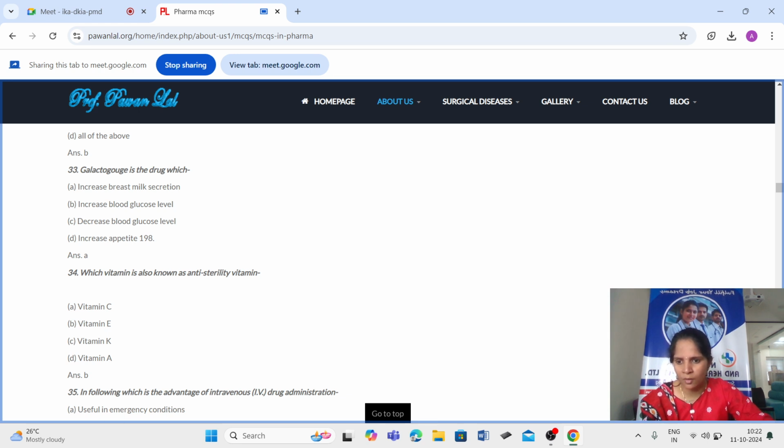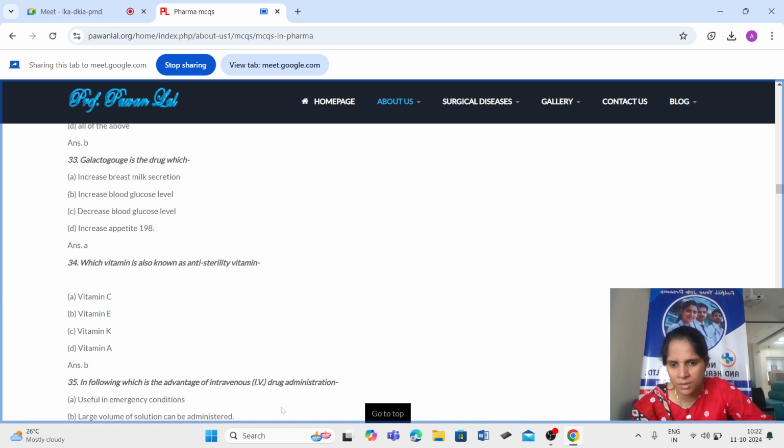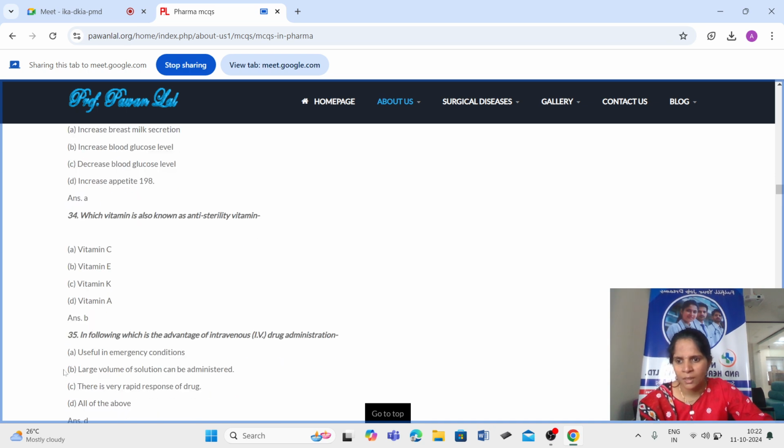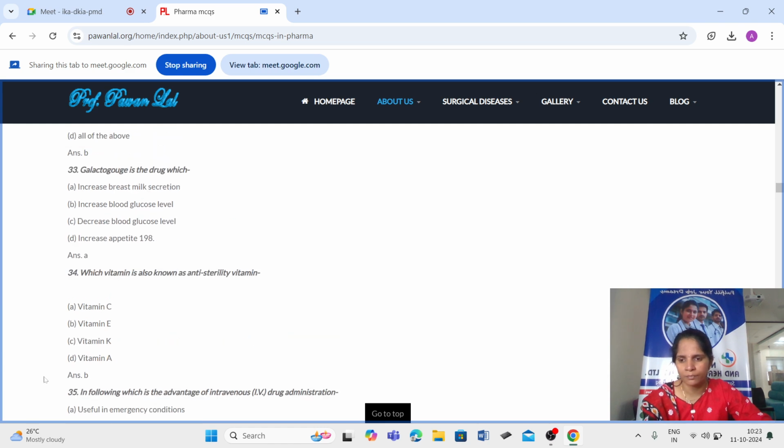Which of the following is the advantage of intravenous drug administration? What is intravenous? Administering a drug through veins, we call it intravenous, right? So what is the best advantage of intravenous drug administration? One, useful in emergency conditions. Two, large volumes of solutions can be administered. Three, there is a very rapid response of the drug. All the above. So why is it all the above?